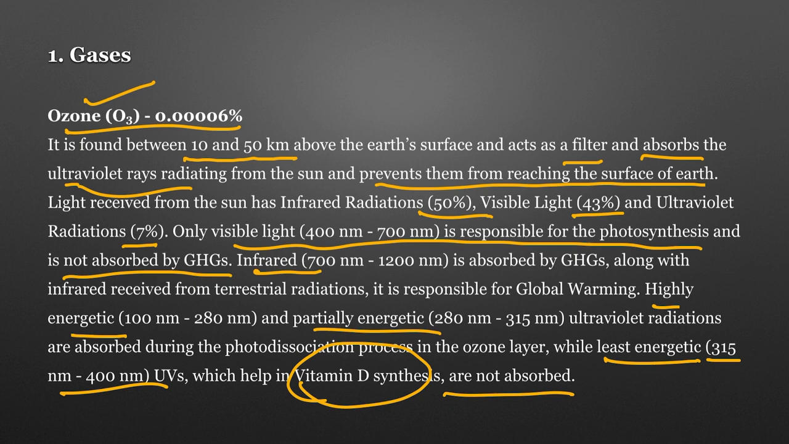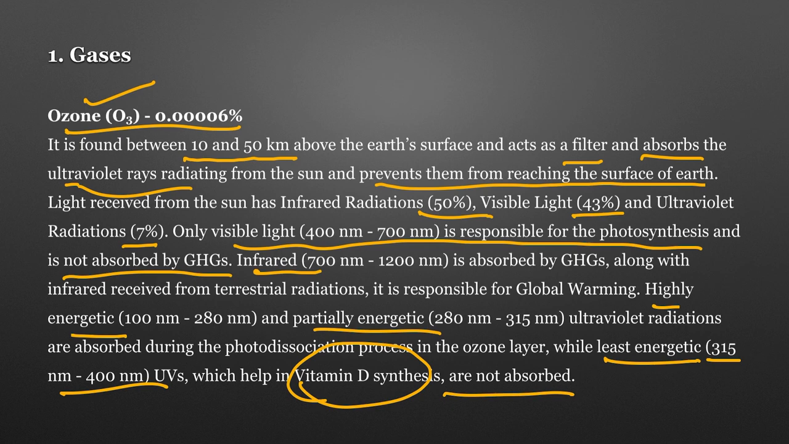Ozone is a very important gas. It is found between 10 to 50 km above the Earth's surface. It acts as a filter and absorbs ultraviolet radiation from the sun, preventing it from reaching the surface of the Earth. You know, ultraviolet rays can cause skin burn and can even damage DNA. So it is very harmful radiation, you can say.